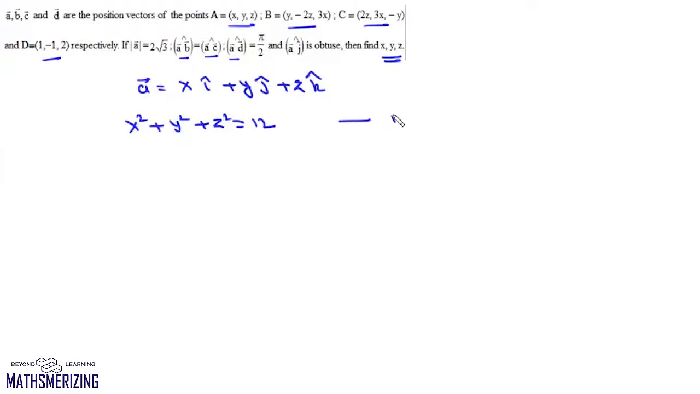And that's our first equation. Now it also says the angle between A and D is 90, that means A dot D is 0. Now we take A dot D, we'll get x minus y plus 2z, and it must be equal to 0, and that's our second equation.